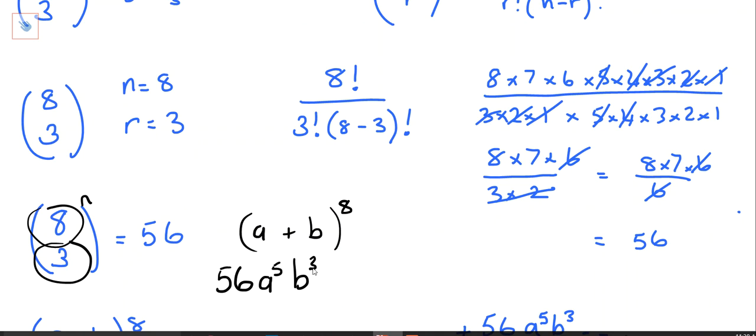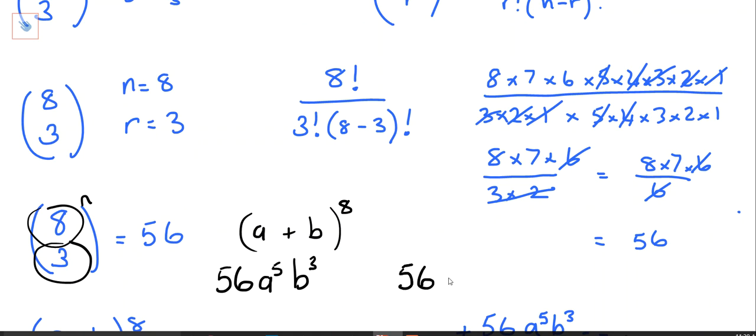Okay, how do we get the 5? Because the a and the b powers have to add together to make 8. And how do I know the b is 3 then? Because the bottom number is 3. Alright. Now there is another term which would also be 56.